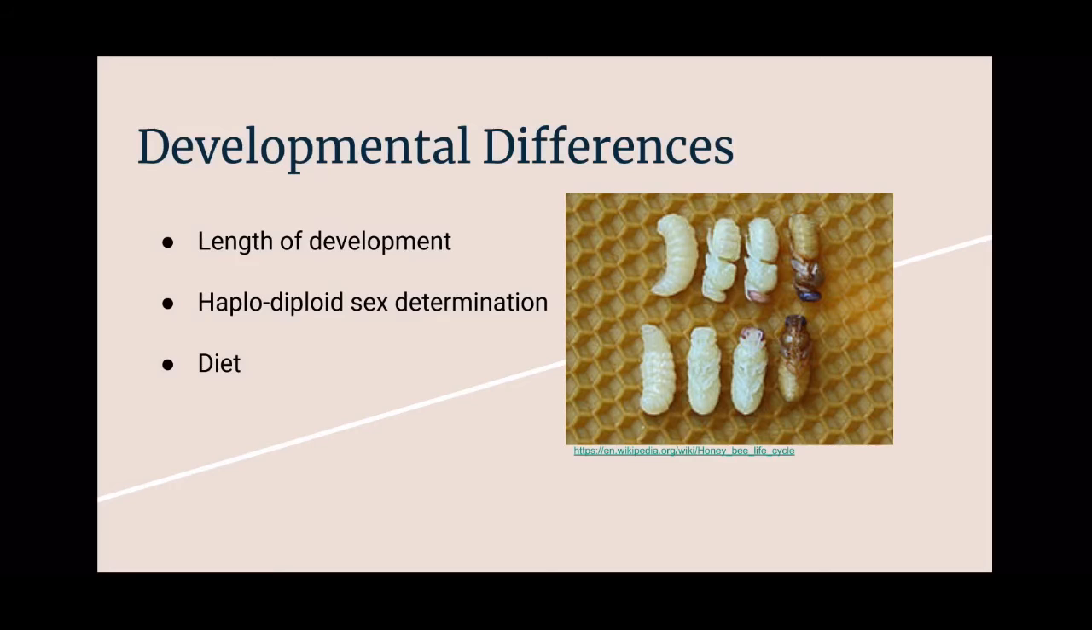Next, we'll be talking about developmental differences between the 3 castes, including length of development, the haplodiploid sex determination, and how diet affects caste differentiation.